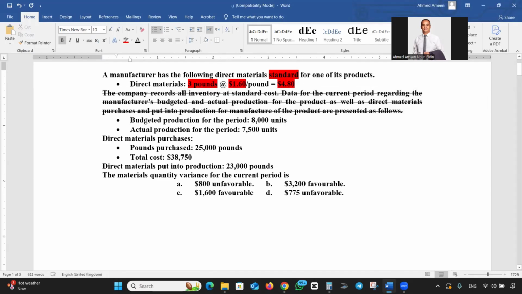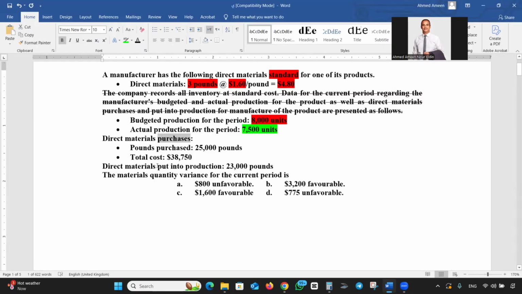Budgeted production, which means that this amount is planned, is 8,000 units. We are planning to produce 8,000 units, while the actual production was 7,500 units. The actual will be colored with the green color.